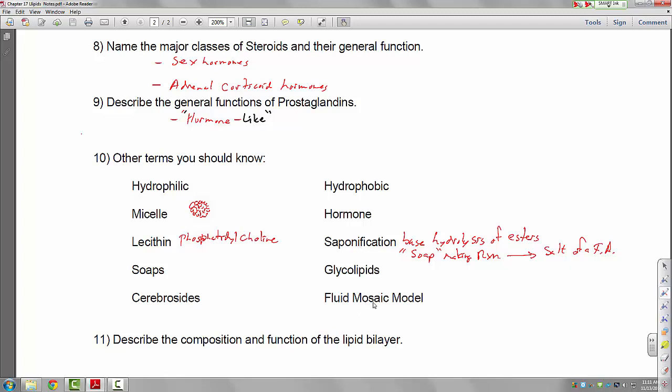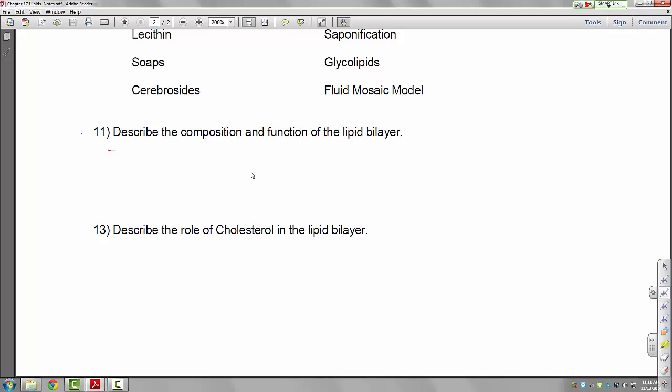Fluid mosaic model. All right, well, we'll talk about that down here when we talk about the composition of the lipid bilayer. For the lipid bilayer, I would refer you to the picture in the text. A picture's worth 1,000 words, but the thing to remember here is the cell has a plasma membrane or a cell membrane, and these are not fatty acids. These are phosphoglycerides. Remember, phosphoglycerides have two fatty acids attached to them. So for each polar head group, we have two tails. So it's composed of phosphoglycerides.